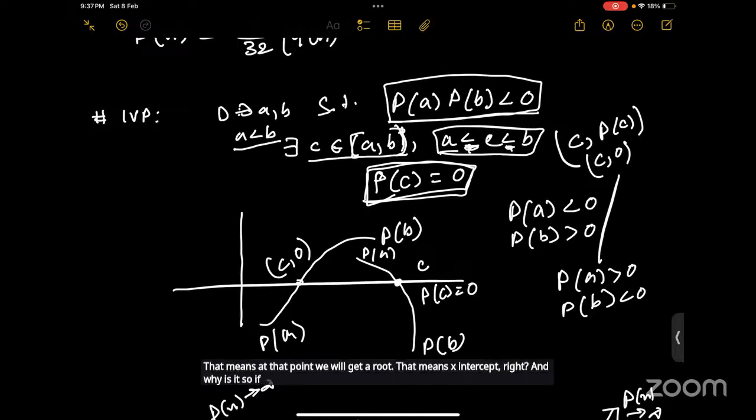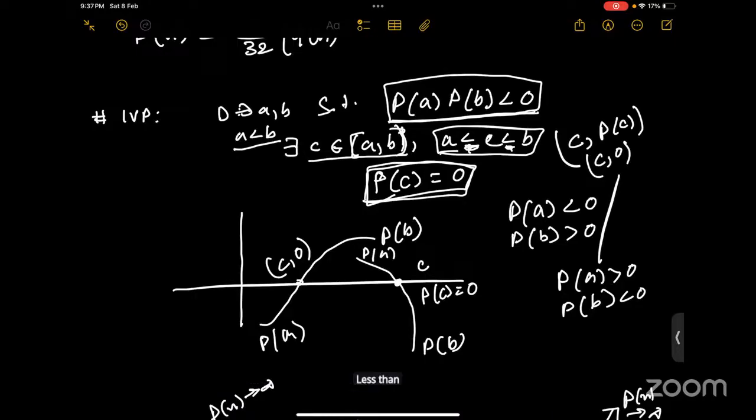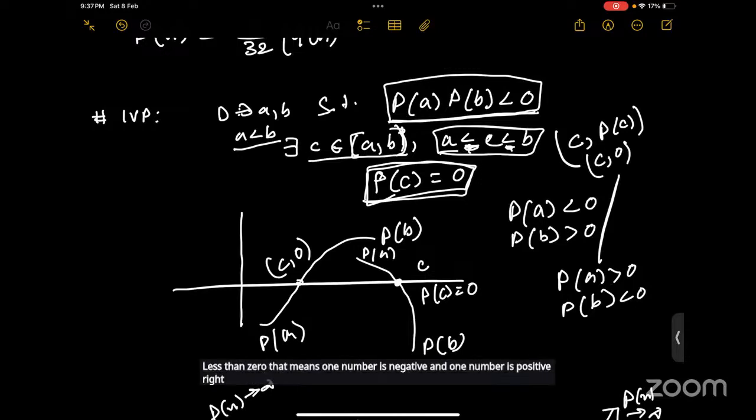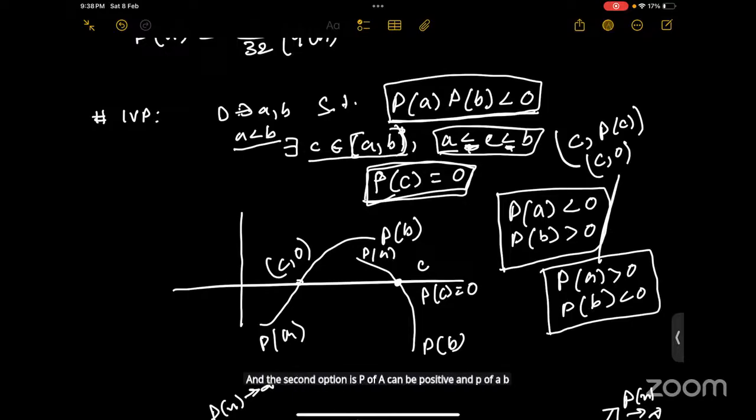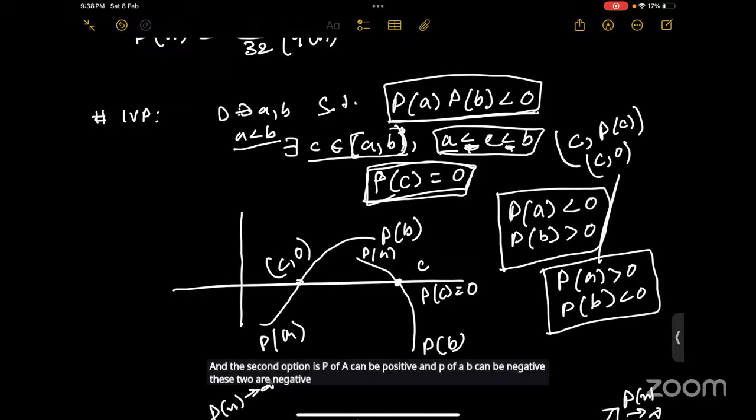If we have this condition, P(A) times P(B) is less than 0, that means the multiplication of two numbers is less than 0. That means one number is negative and one number is positive, right? So we have two different options. First option is P(A) can be negative and P(B) can be positive. And the second option is P(A) can be positive and P(B) can be negative. These two are the choices, right?